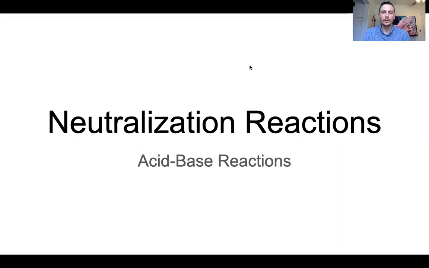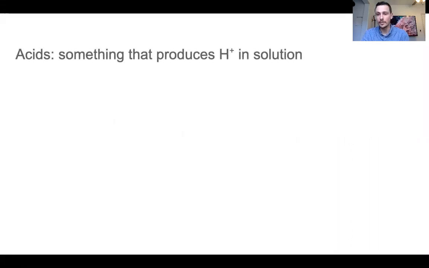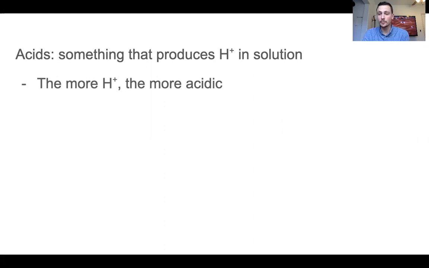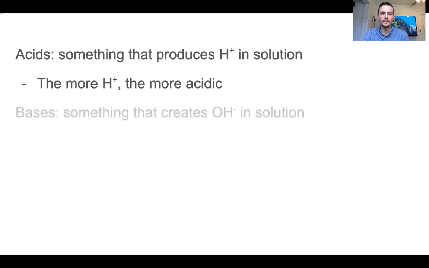So, we've talked about acids and bases and defined them, but here's a quick review. An acid is something that produces hydrogen ion, or H plus, in solution. And the more H plus it produces, the more acidic it is. That can be because you're adding more acid, right? If you add more acid, the solution will be more acidic. Or if you have a strong acid, they release more hydrogen ions than a weak acid does. So there's different variables that go into this, but essentially the more H plus in a solution, the more acidic that solution is.